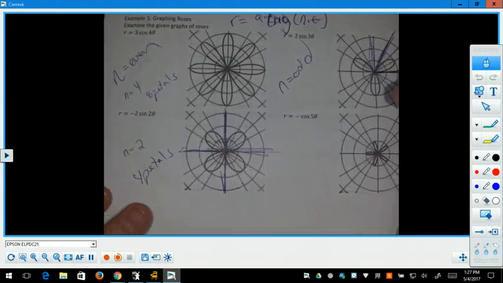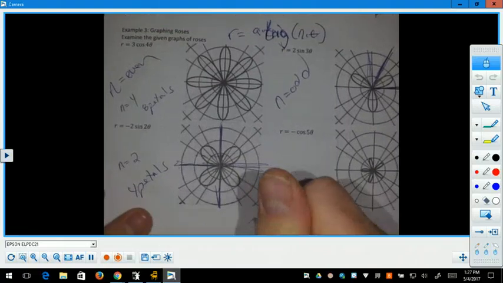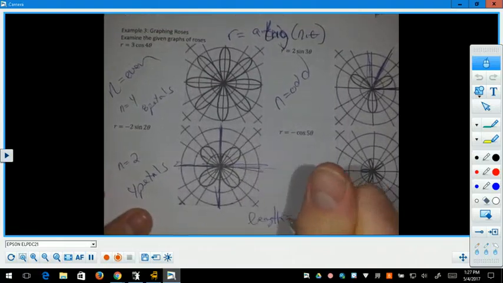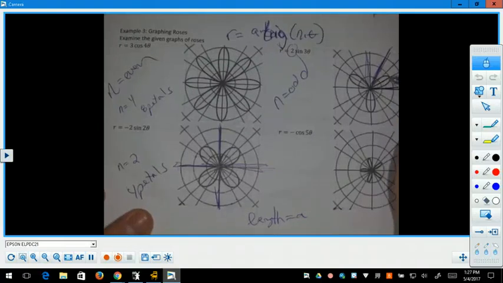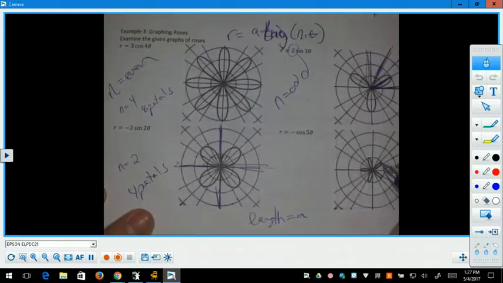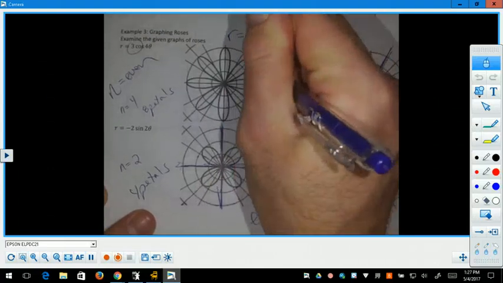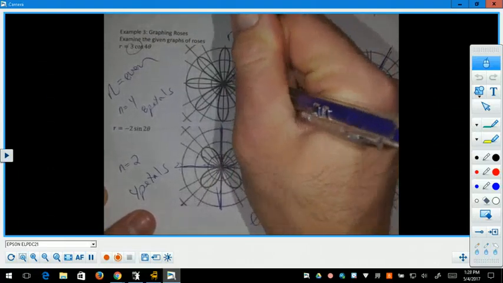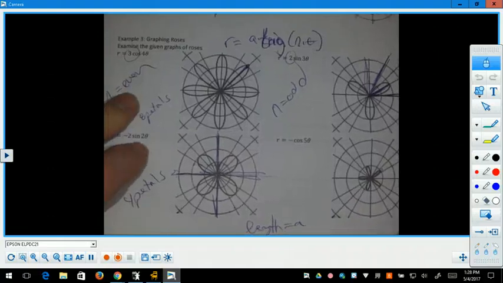Also, what about the length of the petals? Where does that come from? A. The length of the petal is A. So in this case, it's 2 radial units long. Here the radius is 1. It's 1 out. Here it's 3. So we see 1, 2, 3 is the farthest length on the petal. That's the maximum length for each of the petals.